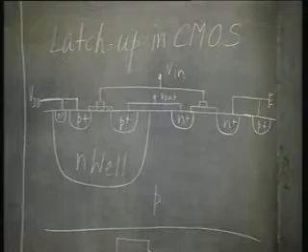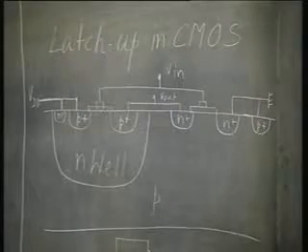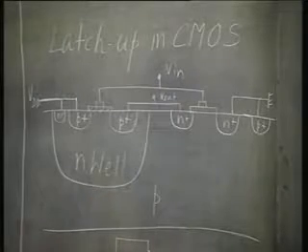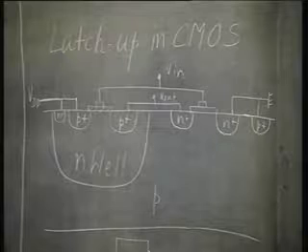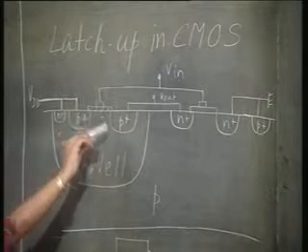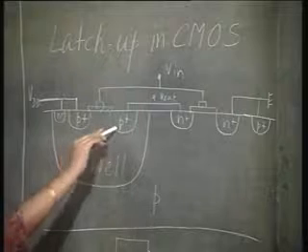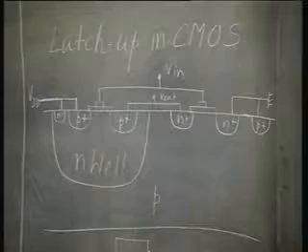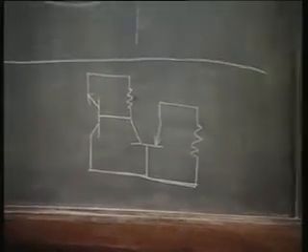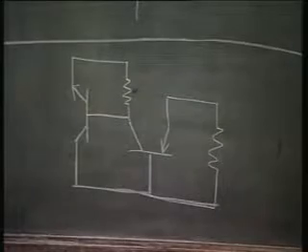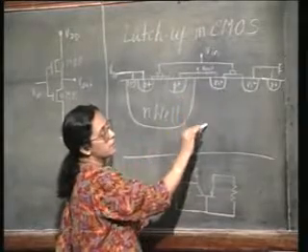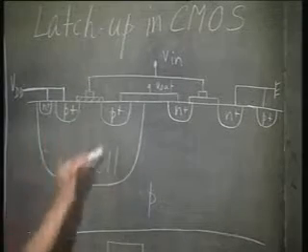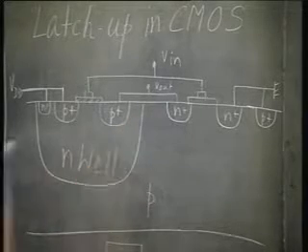Now, look at it from another angle. I have a PNP structure here. I have a PNP bipolar junction transistor. Vertically, if you look down, I have a PNP bipolar junction transistor, right. This is my PNP bipolar junction transistor. Okay. And I also have an NPN bipolar junction transistor. A PNP transistor and an NPN transistor.